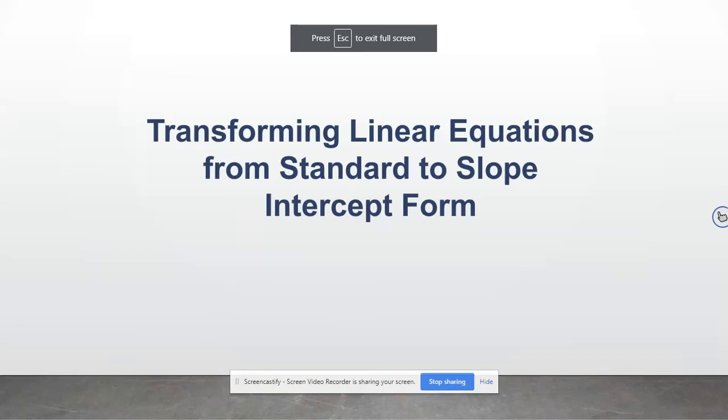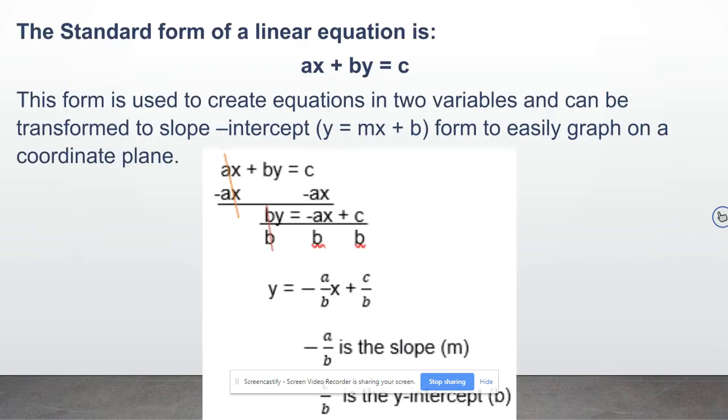Gang, today we're going to be transforming linear equations from standard form to slope-intercept form. So we've been working a lot with slope-intercept form. You are very aware that that is y equals mx plus b. Today we're going to take a look at equations that are written in standard form. That is ax plus by equals c. So the standard form of a linear equation is, like I just said, ax plus by equals c.